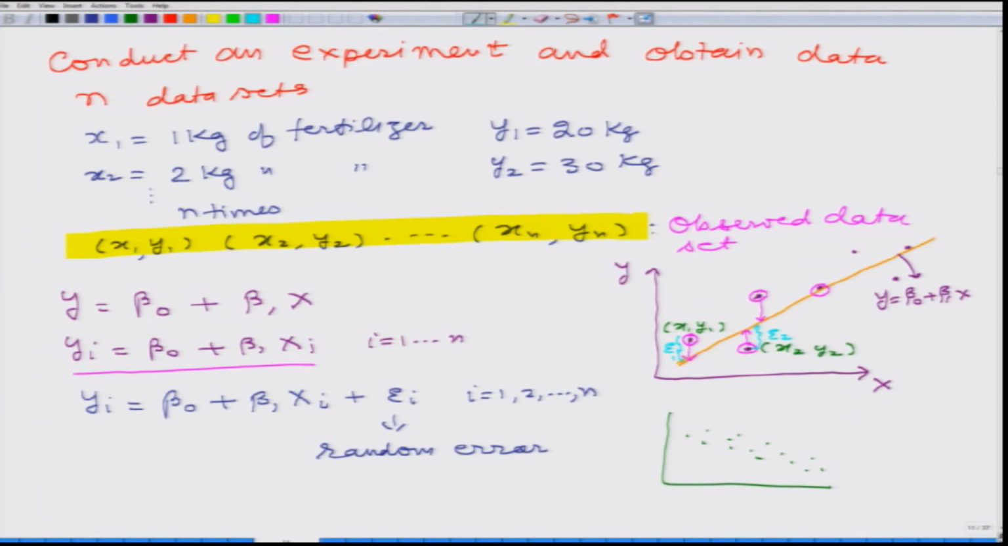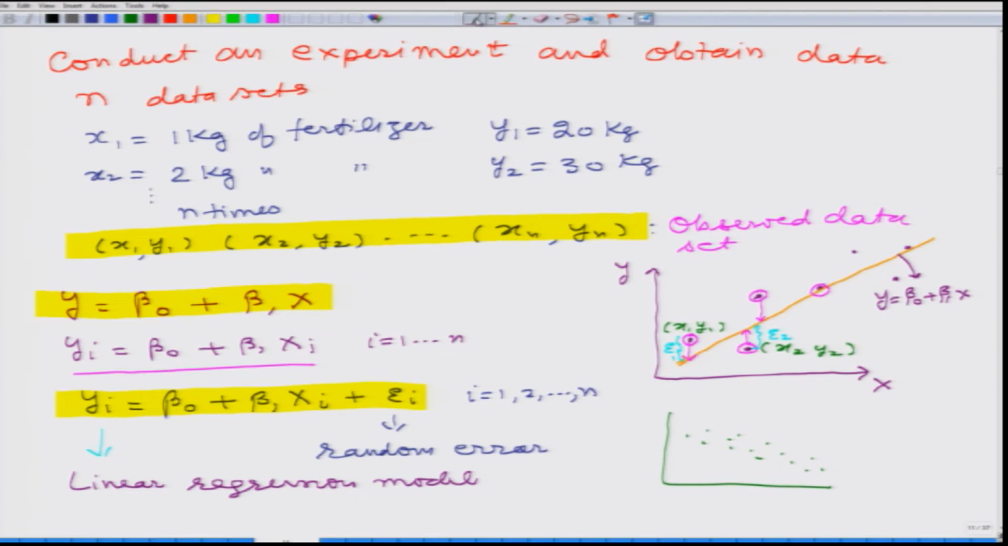Okay. So, now I call this thing a linear regression model. And if you try to see what is the difference between this model and this model, this was a sort of exact relationship, but this is going to depict a statistical relationship.